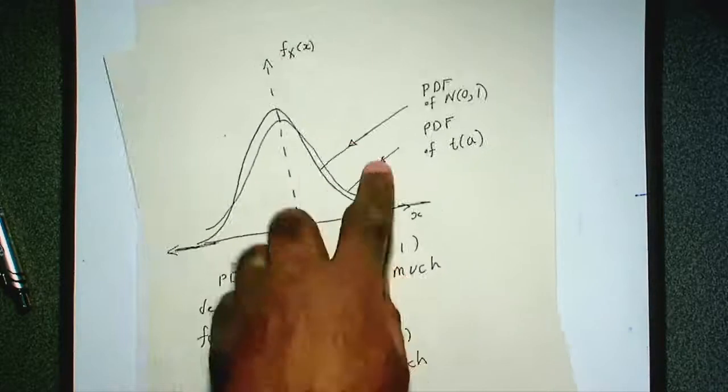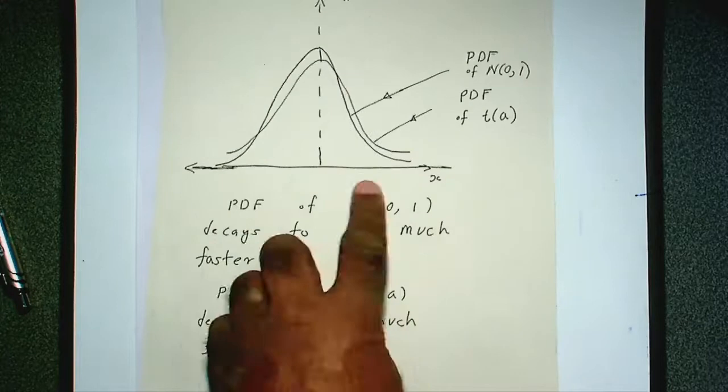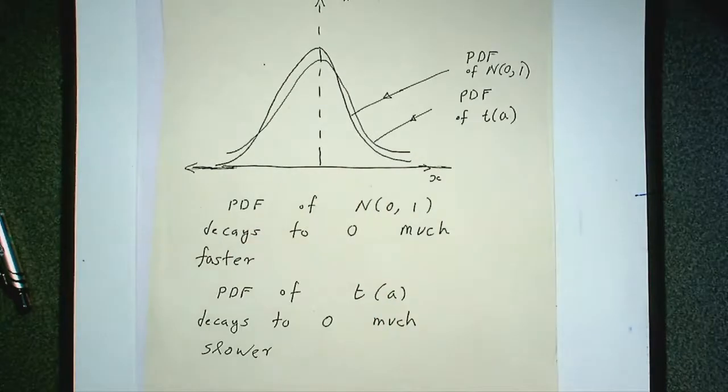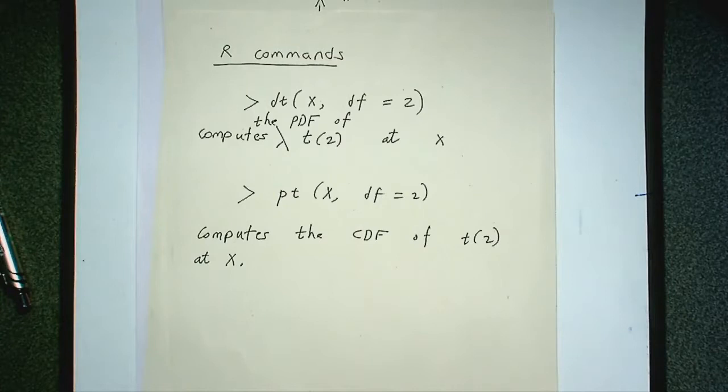This is a typical shape of a student t PDF, and it compares to the normal PDF. The only difference is in the tails, where they decay to 0. And these are R commands for computing the PDF and the CDF of a student's t, right? Okay, so now let me finish this one.